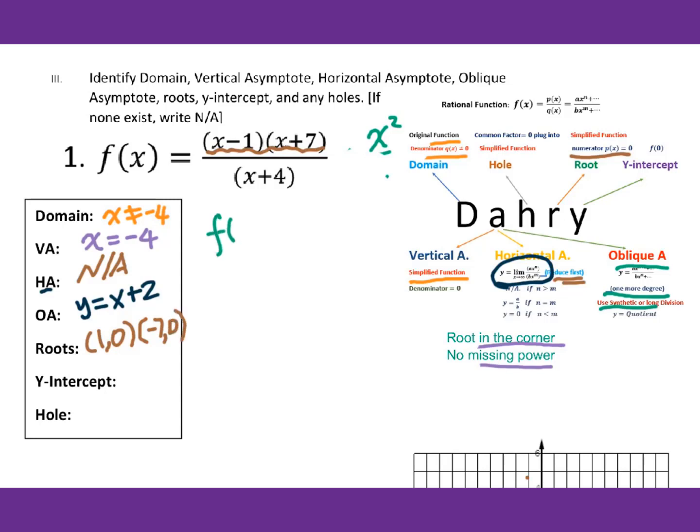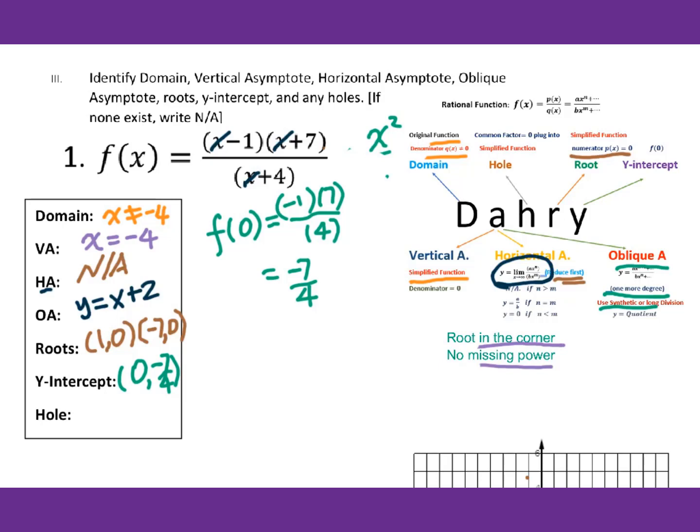Y-intercept, that's the f of 0. For x, you will put the 0, which means this is a 0, 0, 0. Therefore, you get negative 1 times 7 times 4. You will get negative 7 over 4. That will be 0, negative 7 over 4.